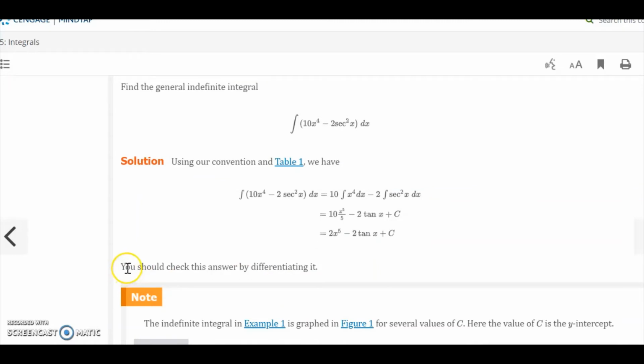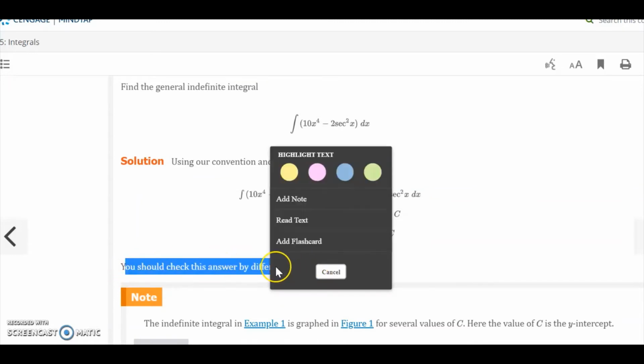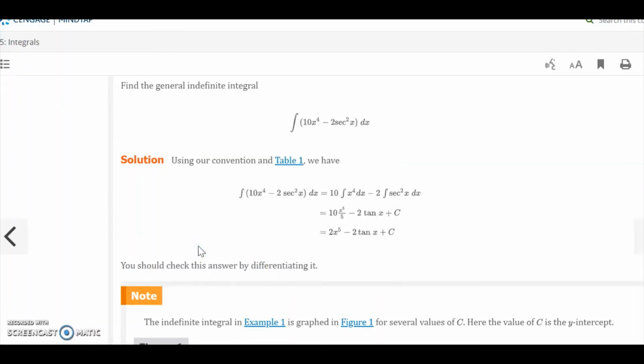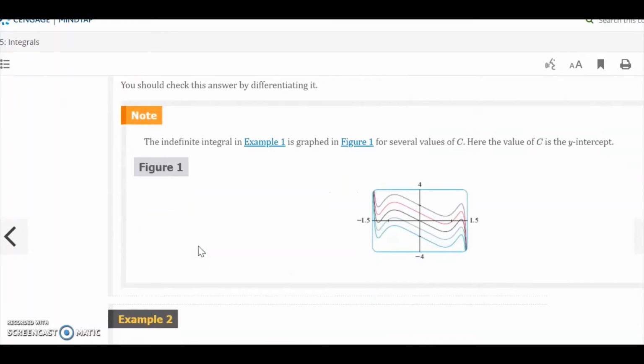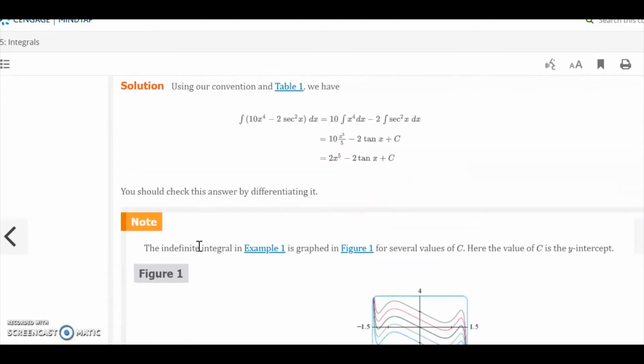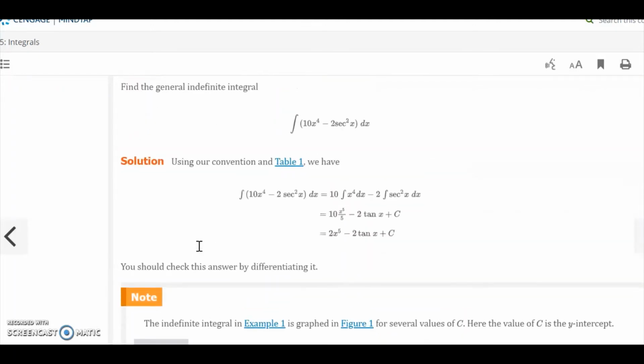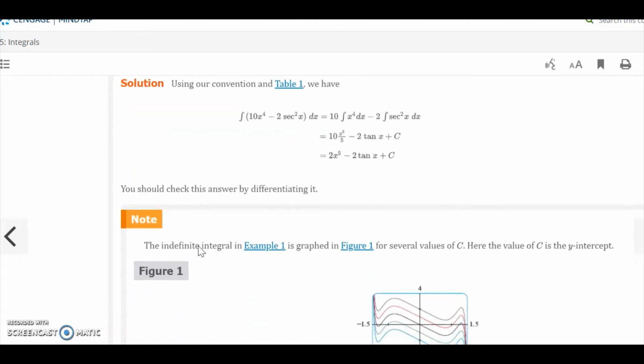And they give you a note. You should check this answer by differentiating it. So that's always a great thing to do, checking your work. You can also check it by graphing if you're familiar with what the graph should look like of derivatives and antiderivatives.